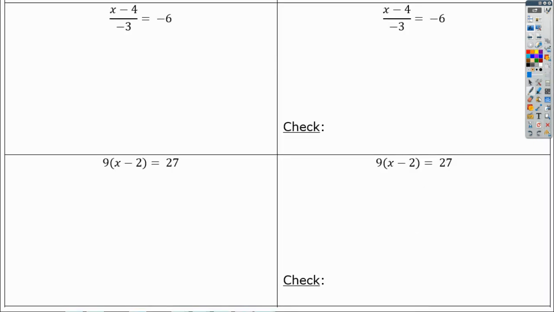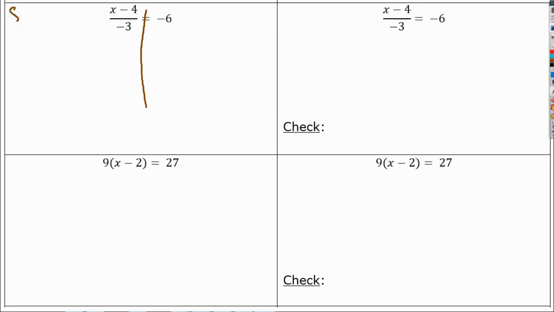So let's look at this problem on the top. Let's put our bar down. I have x minus 4 divided by negative 3. So once again, before I do anything, I put my bar down, and I'm going to remember SADMED. That's the order we're going to do things.